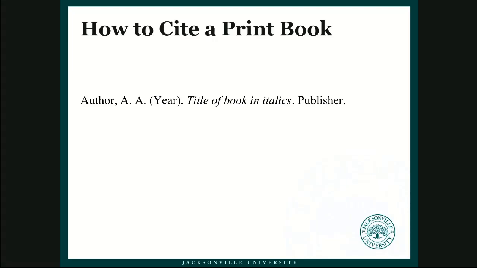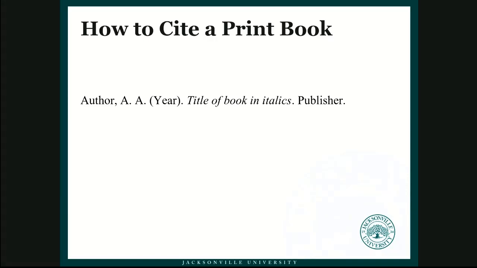Now, if it was an ebook, you would just want to put the DOI after the publisher, which is a digital object identifier. But if there's no DOI, leave it out. Remember, cite what you see. If there's no DOI, leave it out. But if it's a print book, there's probably not going to be a DOI, so you can just leave that out also for print books.